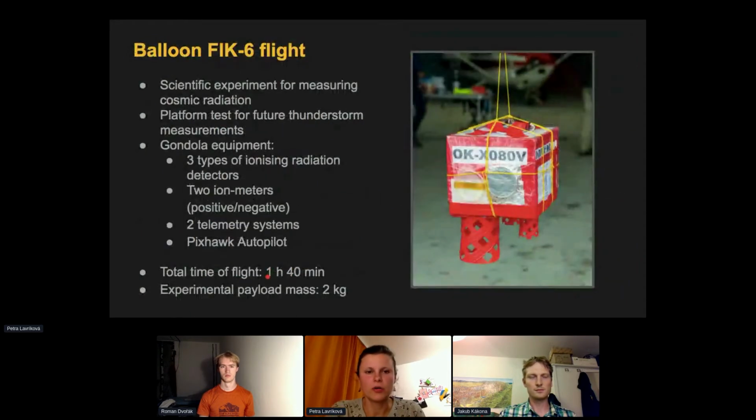Now, I'd like to ask Jakub to describe how he used the system for measuring cosmic radiation in a scientific experiment.